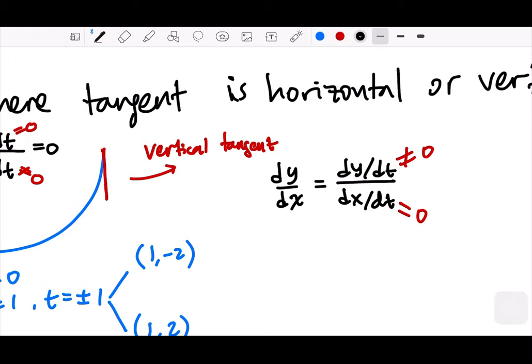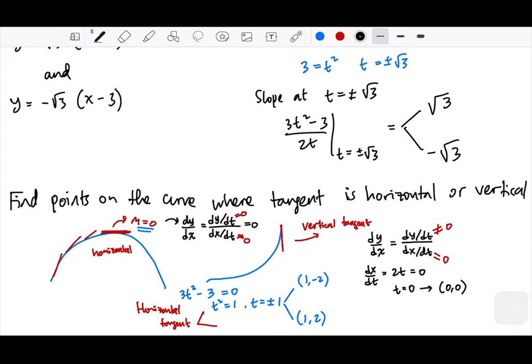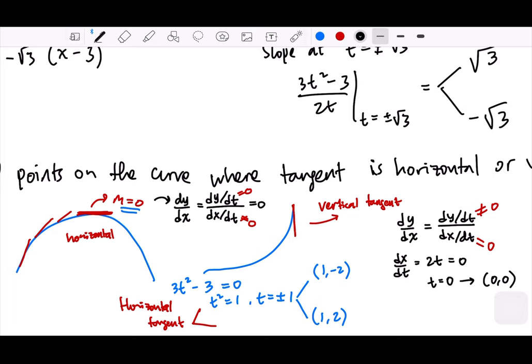Okay. So we know that dx over dt is 2t. And dx over dt should be equal 0, so t is 0. And the only corresponding point for this one is just 0 and 0, if you check the x and y parametric equations. Let me give you time to write, maybe think something from here.